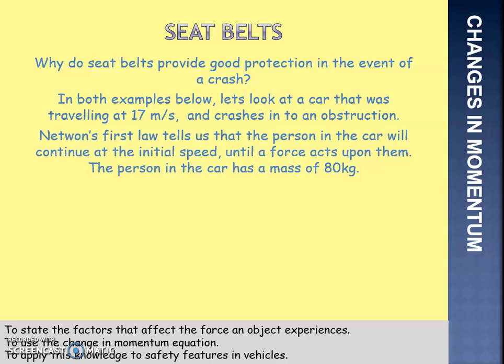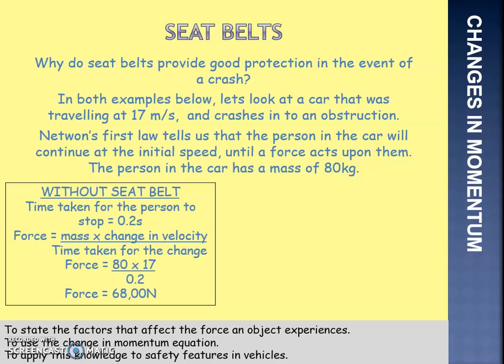Now the person in the car has a mass of 80 kilograms, so use the equations that we know to work out the force that person would experience to stop. So without a seatbelt, the time taken for the person to stop would be really, really small, 0.2 seconds. Force is mass times change in velocity over time taken for the change, so that's 80 times 17, because the person goes from 17 meters per second to 0, and that takes 0.2 seconds. They would experience a force of 6,800 newtons, quite a large force.